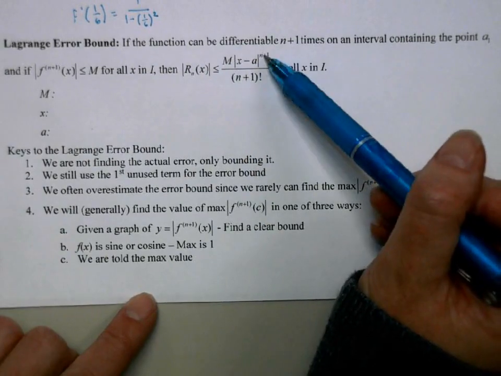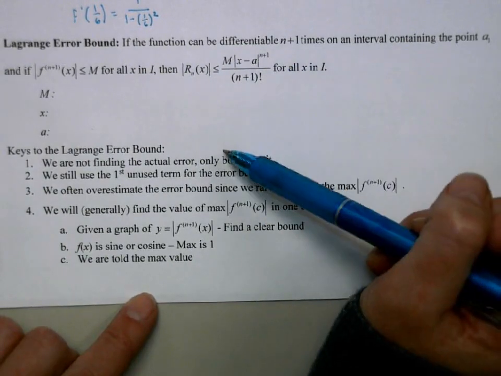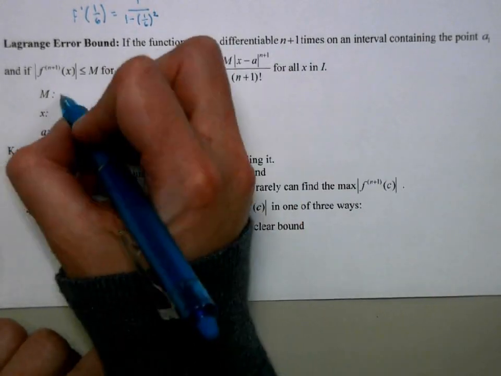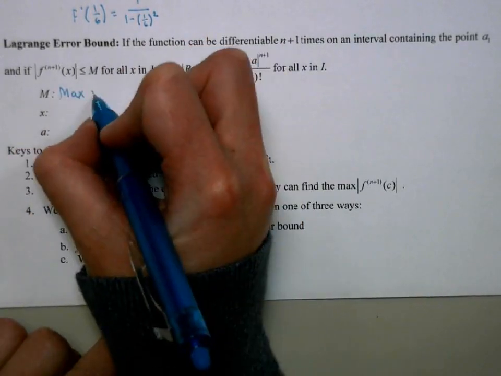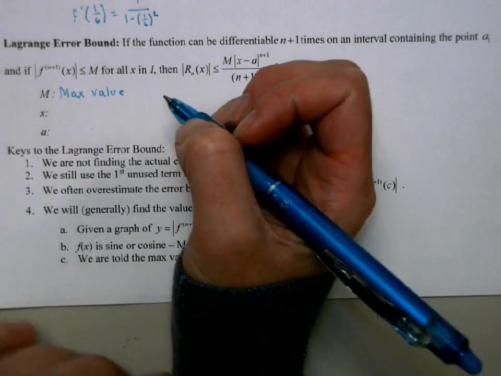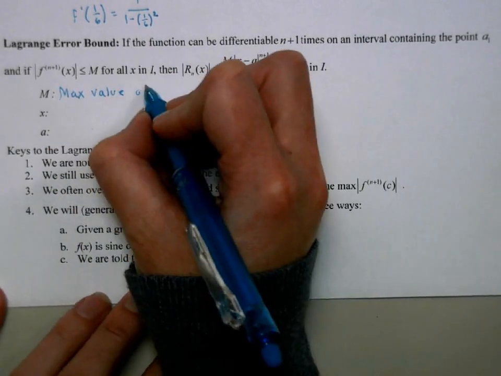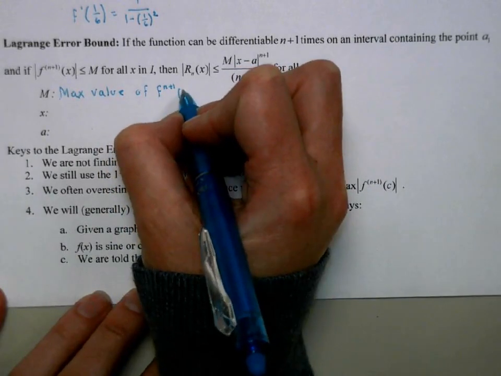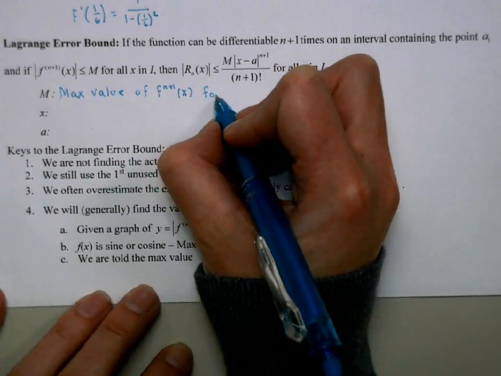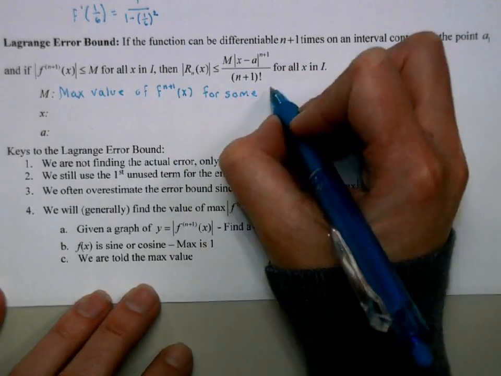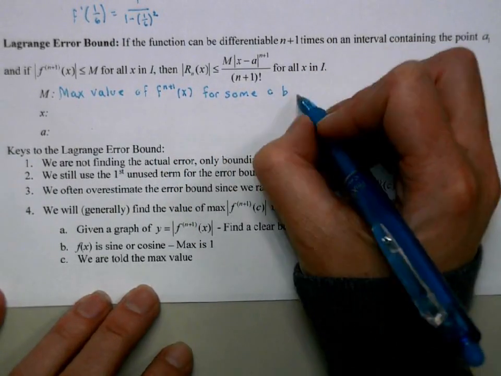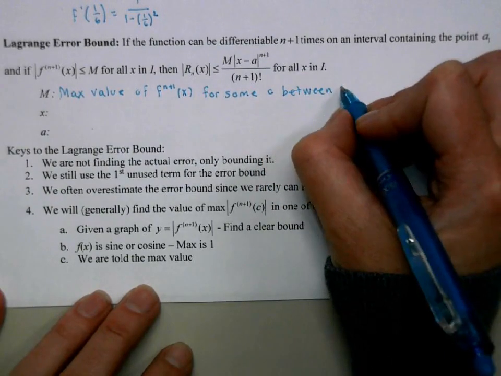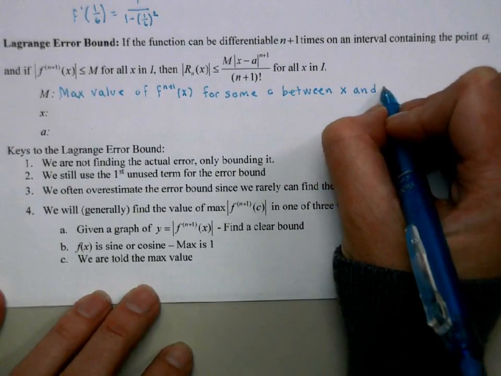But we have some pieces I want to define here. M is the maximum value of the nth plus 1 derivative for some C between your center and where you're evaluating. Okay, X is going to be our given value.